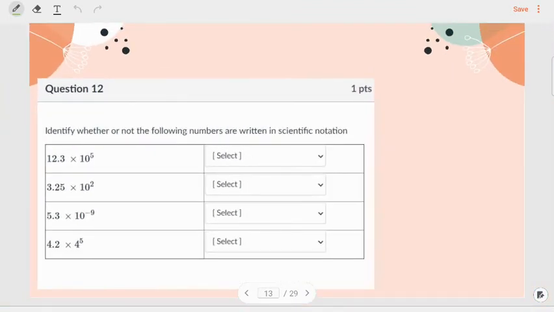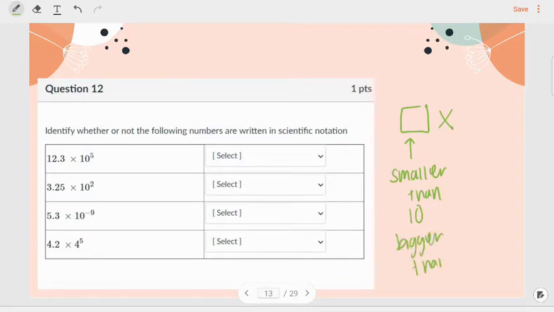Scientific notation. So I've got to identify whether these following numbers are in scientific notation. Remember, to be in scientific notation, I've got a number, and this number has to be smaller than 10, but bigger than 1. So, it's not a decimal less than 1, and it can't be bigger than 10. It also has to be times 10 to the something power, it doesn't matter, as long as this is 10.